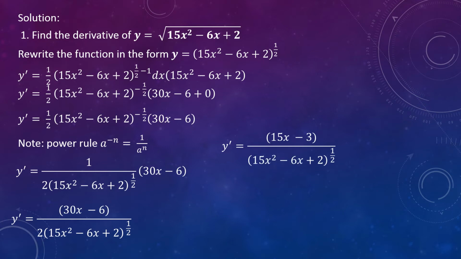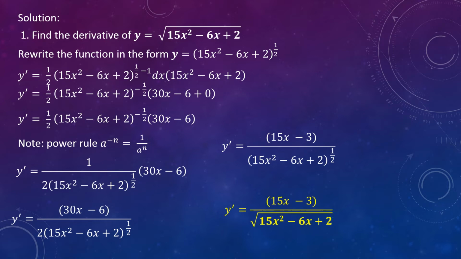Then we know that 30x minus 6 in the numerator is divisible by 2. So we can divide them by 2 because we have 2 in the denominator also. 30x divided by 2 is 15x, then negative 6 divided by 2 is negative 3. So we have positive 15x minus 3 over the function from the denominator, 15x squared minus 6x plus 2 to the power of 1 half.